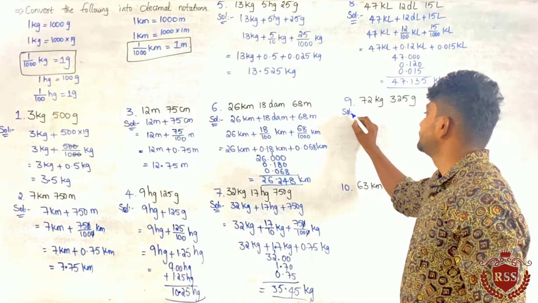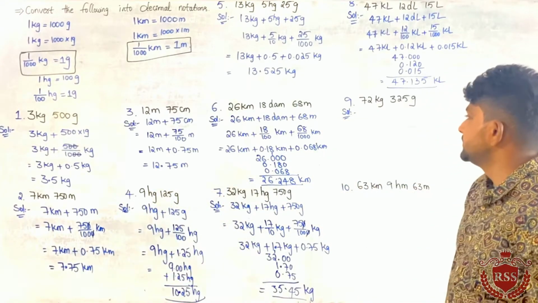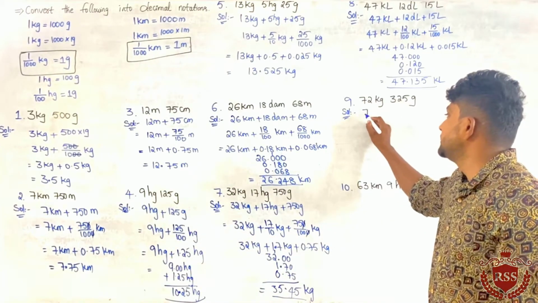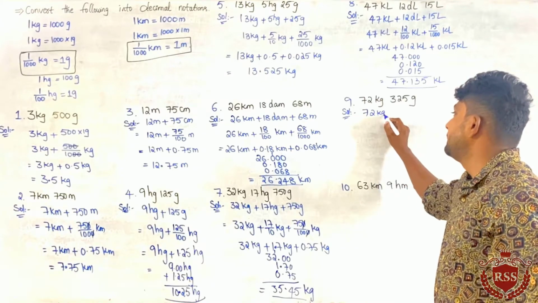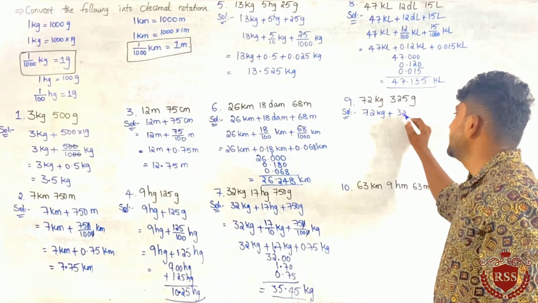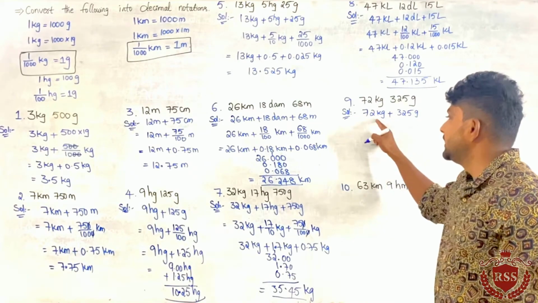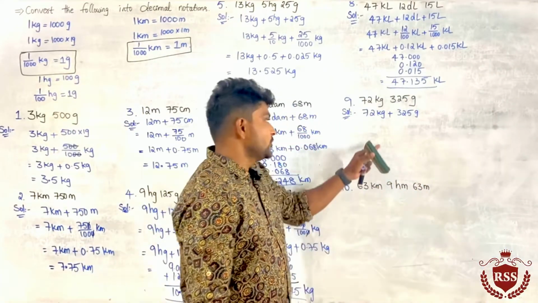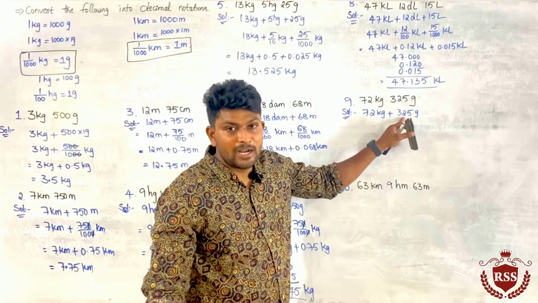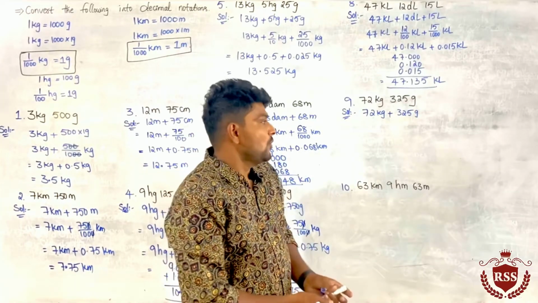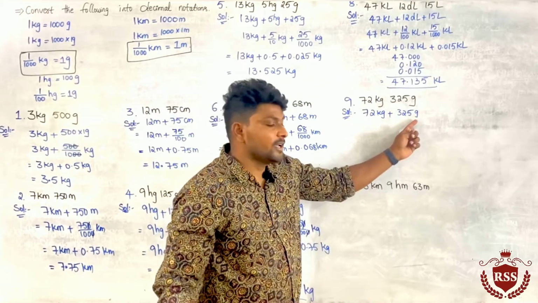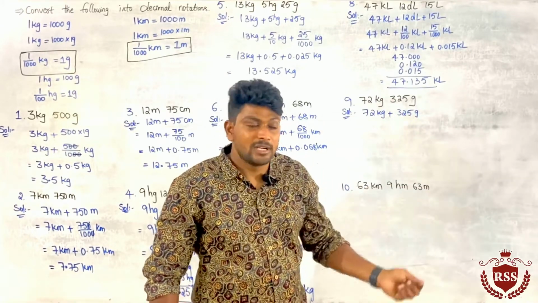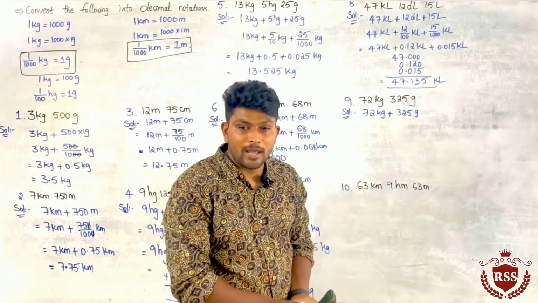Next one, 72 kg 325 grams. So 72 kg plus 325 grams. In kilograms and grams, which one is the larger unit? Kg is the larger unit. So grams will be converted into kilograms. For 1 kilogram, how many grams are there? 1000 grams. So 325 will be divided by 1000, then it will be converted into kilograms.